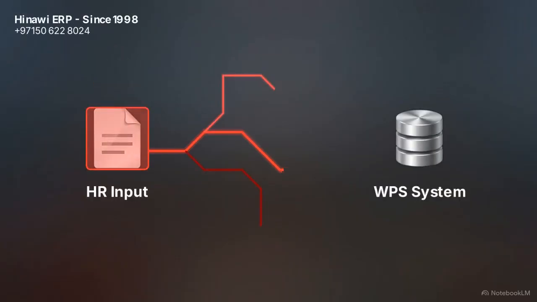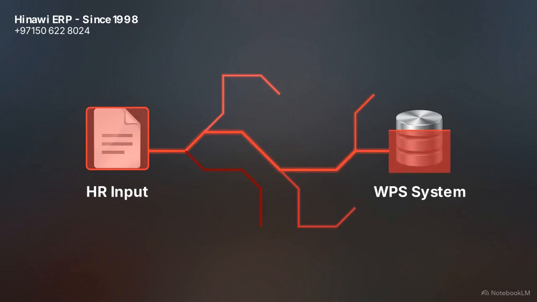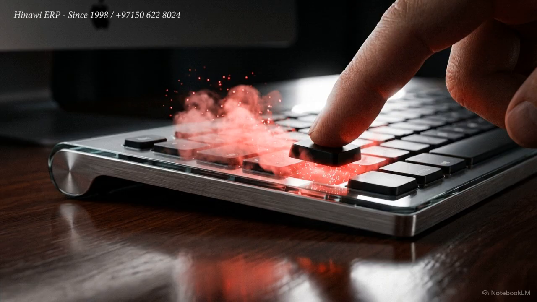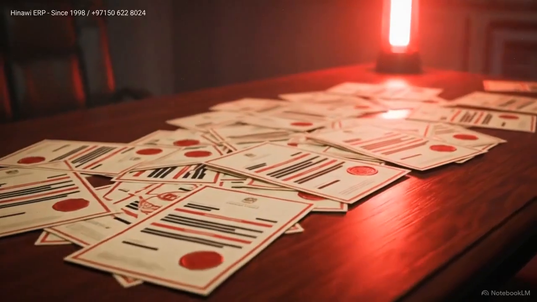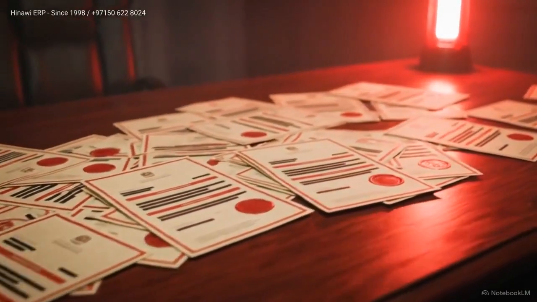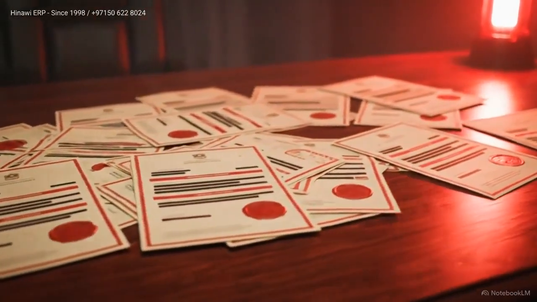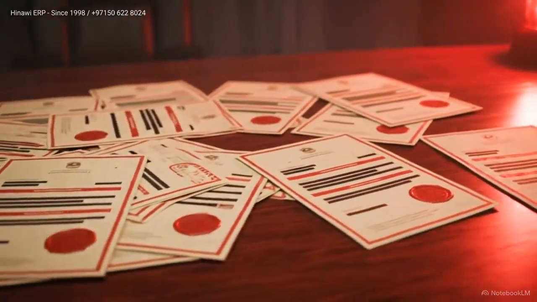It bleeds directly into compliance systems like the Wages Protection System, or WPS, the mandatory electronic salary transfer system in the UAE. One wrong keystroke pollutes your salary information file. This file is the required digital log of your payroll, and submitting a corrupted one triggers an immediate automatic WPS violation. This single calculation error has now quickly escalated into severe government fines, formal warnings, and intense regulatory scrutiny.